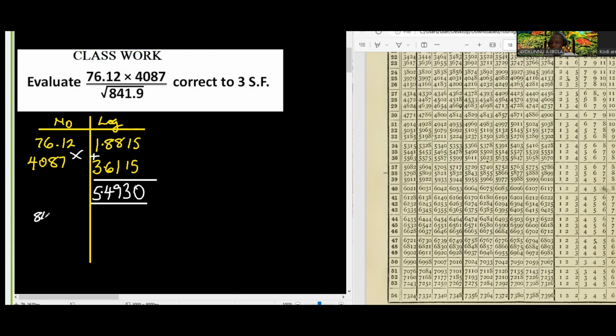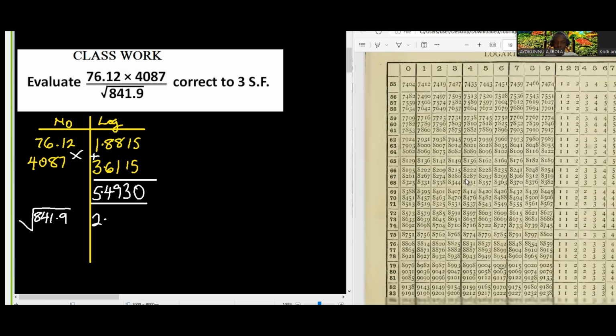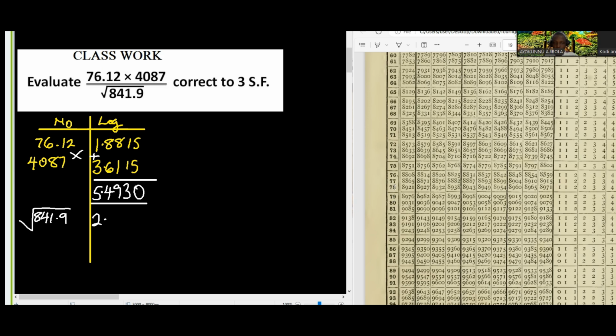So 841.9 square root. Before we can do the square root, first we need the integer, 1, 2, that is 2 to the left. Then 84 under 1, difference 9. So logarithm 84 under 1 is 9248. Difference 9 is 5. So 48 plus 5 is 53. So 9253.